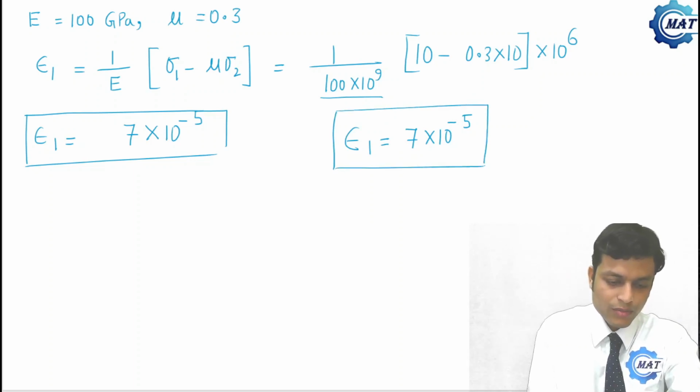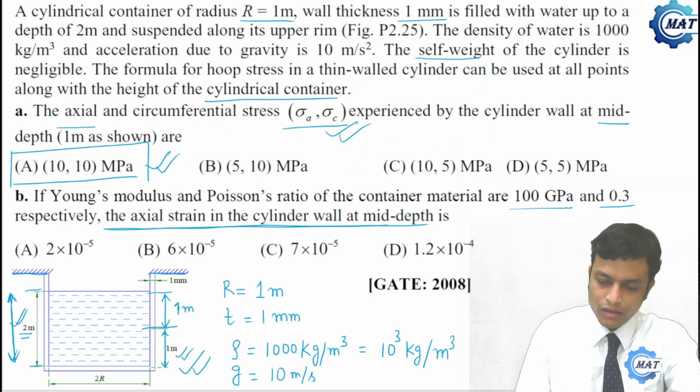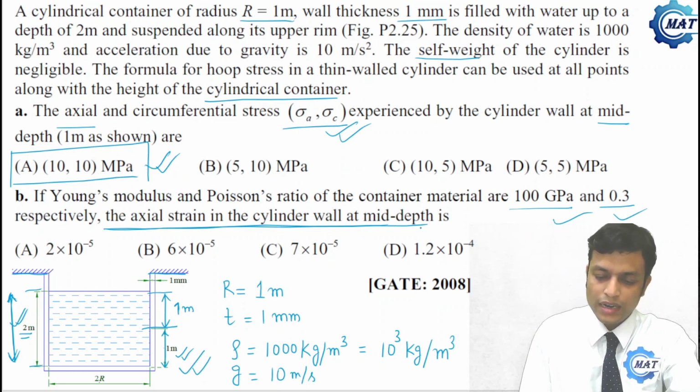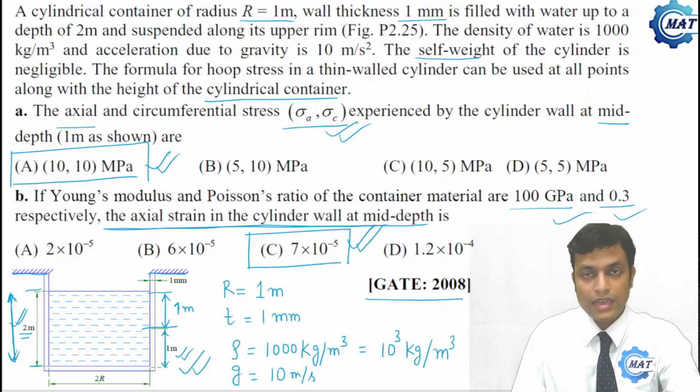Now let us go back to the problem. Young's modulus and Poisson's ratio are given. The axial strain in the cylinder wall at mid depth is 7 into 10 to the power minus 5. So option C is correct, and this is from GATE 2008.